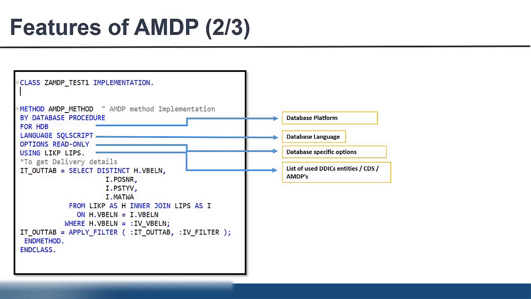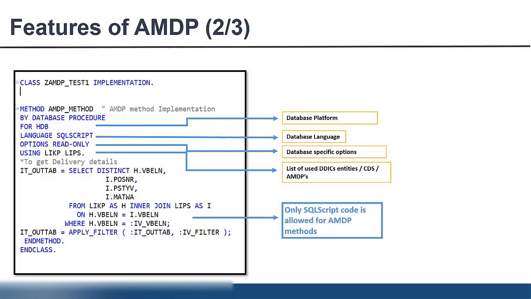So you can see it_out_tab is an exporting parameter for this method, and then the final output is stored over here. So you can observe that in this method implementation only SQL script is allowed, only SQL script is written. So you can see that while implementing this method, this semantics is used over here.